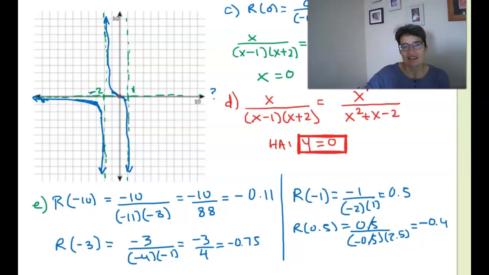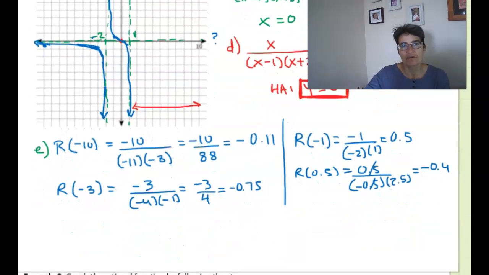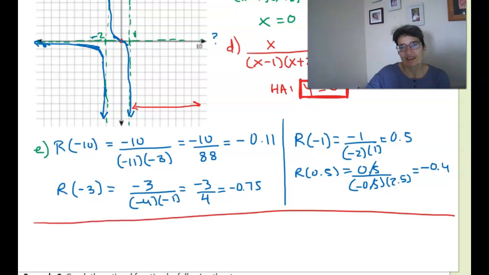Alright, so now let's look in this last region. So we're going to look in this last section of our coordinate plane. We're going to pick some more values in there. So again, pick something close to the vertical asymptote and something relatively large. Right, so I'm going to pick x equals 10 to see what happens for large values.